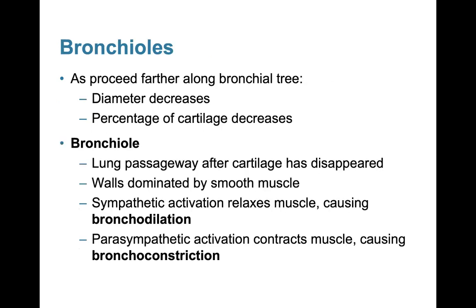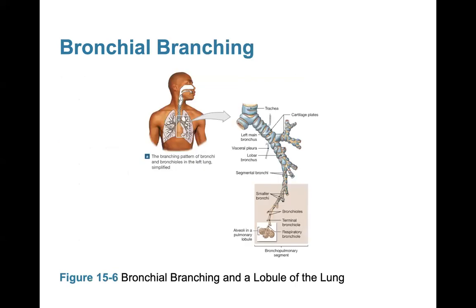The bronchioles, as you proceed further along the bronchial tree, the diameter will start to decrease. The percentage of cartilage also decreases. The bronchiole is a lung passageway after cartilage has disappeared. The walls are dominated by smooth muscle. Sympathetic activation relaxes muscle, causing bronchodilation. Parasympathetic activation contracts muscle, causing bronchoconstriction. And here we can see the various bronchial branching that is occurring.